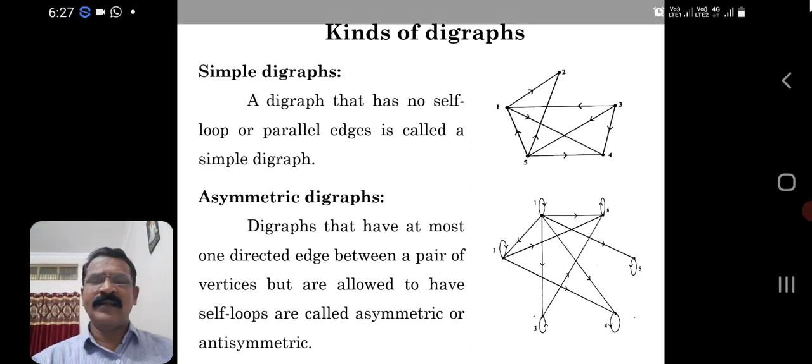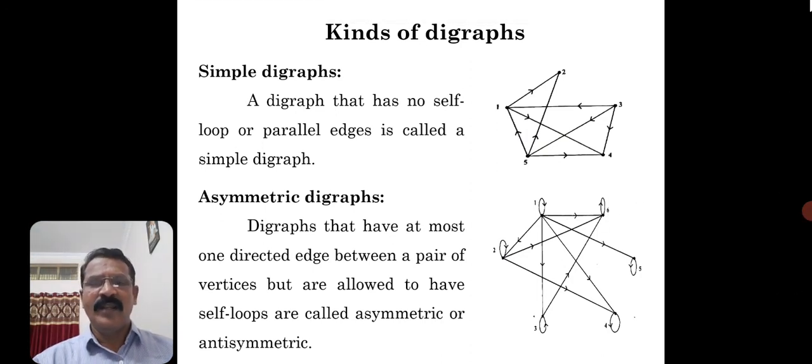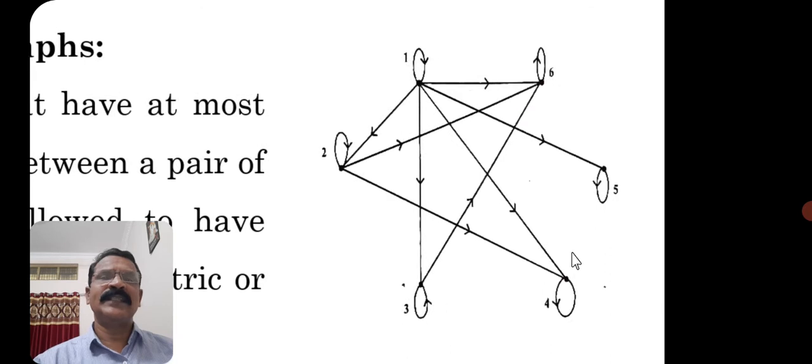What do you mean by asymmetric digraphs? Digraphs that have at most one directed edge between a pair of vertices but are allowed to have self loops are called asymmetric, or you can say anti-symmetric. Did you get the idea? So this is an example. So you can see there are loops. Loops are allowed.